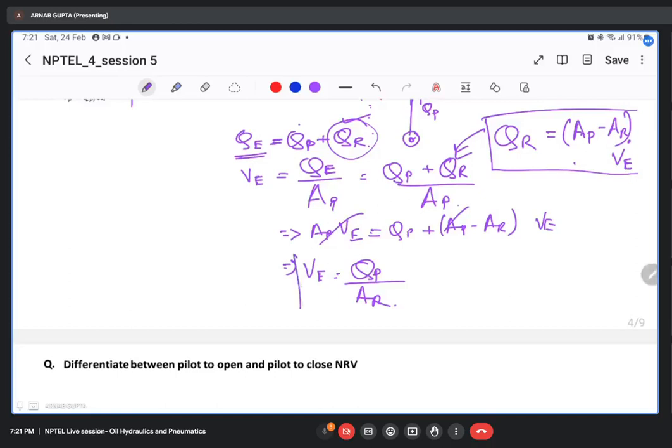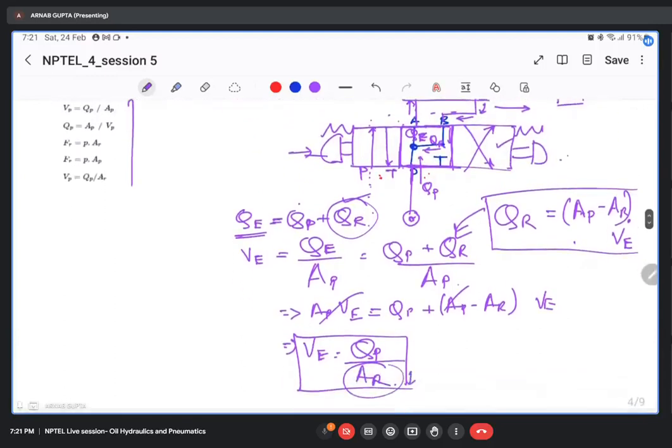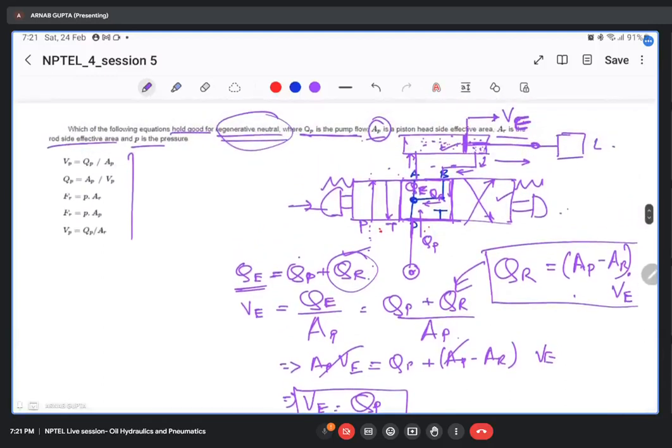So this is the extension velocity. As you can understand, AR, the rod area, is much less, so your extension velocity will be much higher. In this question, the extension velocity has been denoted by VP. VP is QP by AR, so this is the correct option. Whether any other options are correct or not, we have to see.